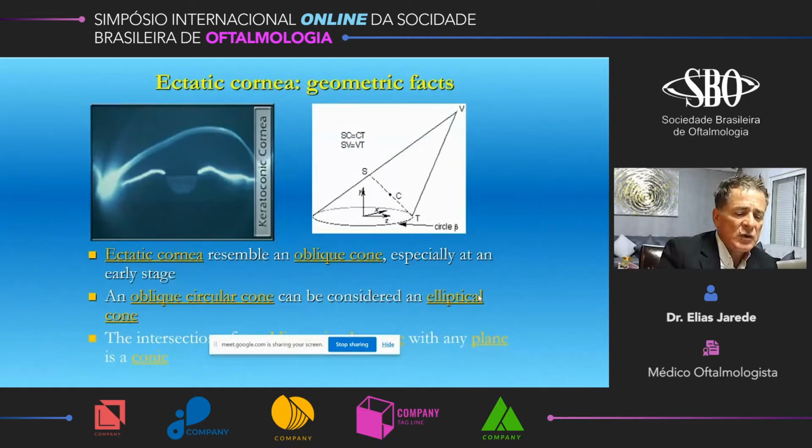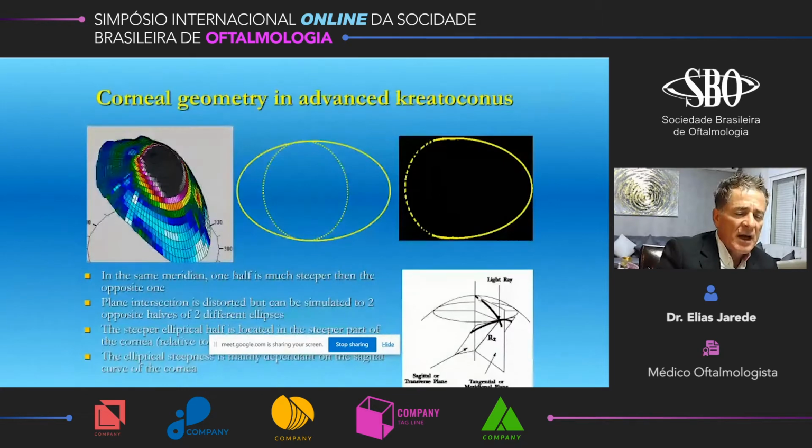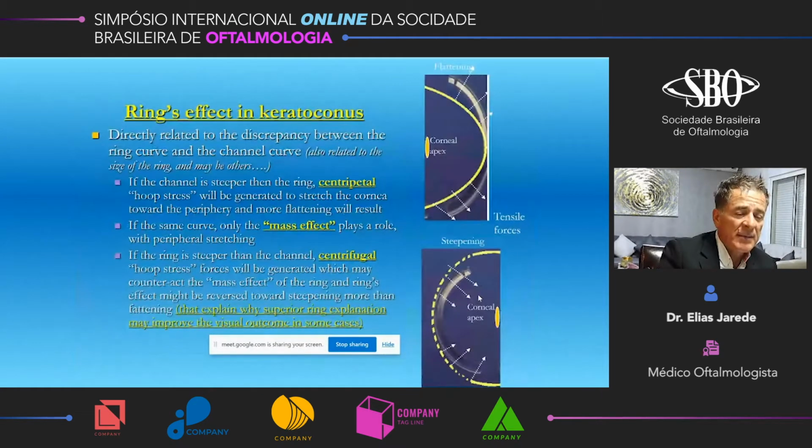When it's cut to produce an ellipse, that's how we believe it works. The ellipse has two parts, one flat and one steep. Whenever the ring is implanted under the steep part, it induces more flattening, and perhaps if implanted in the flat part of the ellipse, it may have the reverse effect.